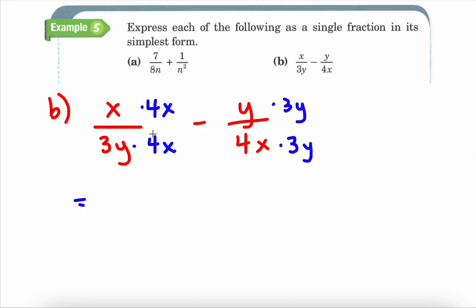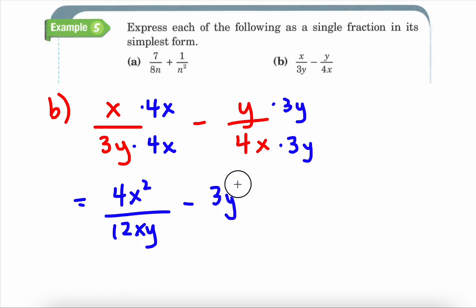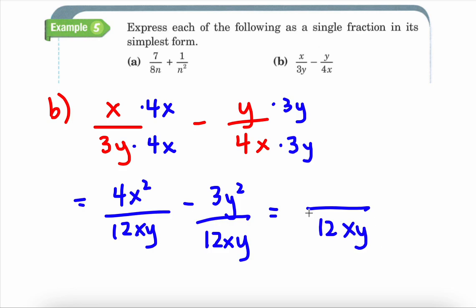So at the end, on the top, I get 4x squared over 4 times 3 is 12xy for my first fraction. And my second fraction would become 3y squared over also 12xy. We wanted them to get to the common denominator. We're going to keep that denominator on the bottom without doing anything.